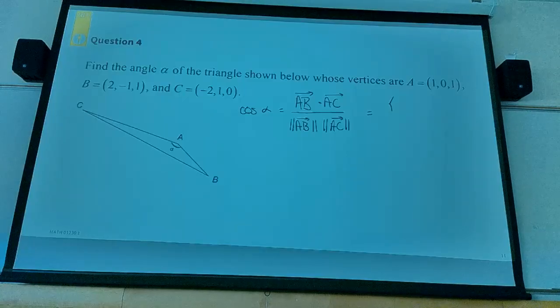Is AB 1, negative 1, 0? Are you asking me, or are you telling me that's what it is? Telling me. Say it with more confidence. AB is 1, negative 1, 0. What is AC?